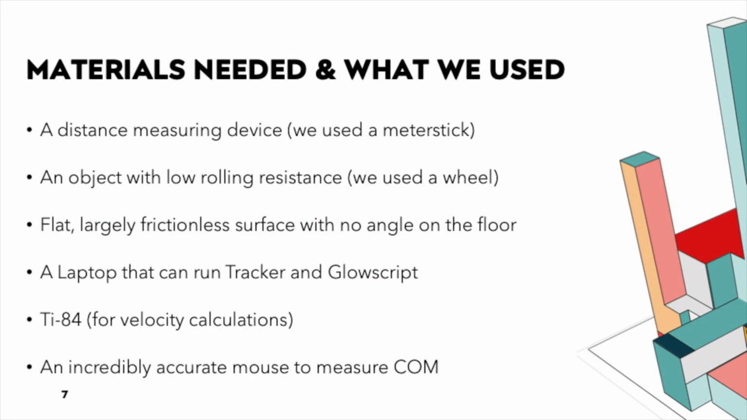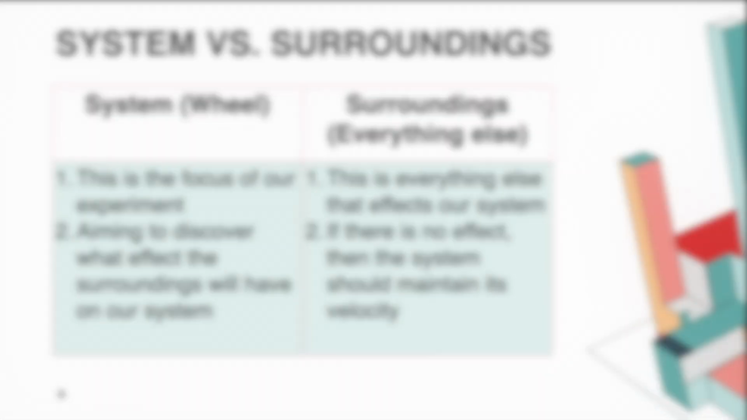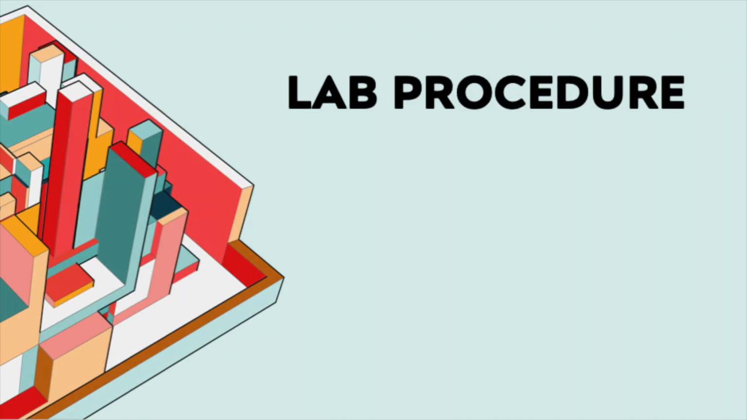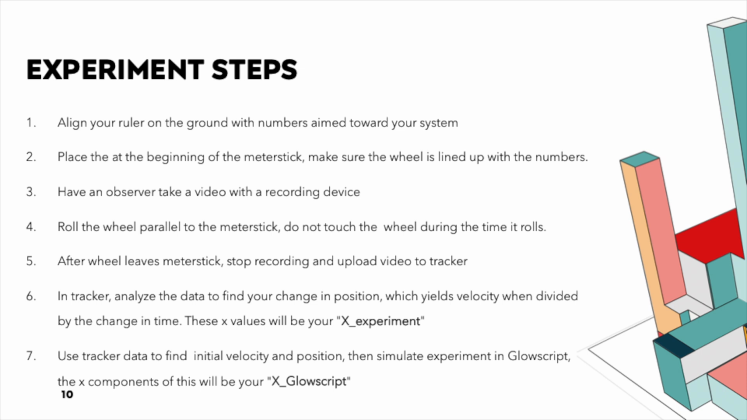Some materials that you will need are a device to measure distance, an object with low rolling resistance, a flat surface, a laptop that can run Tracker and GlowScript, a TI-84, and an incredibly accurate mouse to measure your center of mass. On the left is our system. It is the focus of our experiment and will be subjected to all the forces of our surroundings. The surroundings is everything else and will be exhibiting the forces on our system that we'll be examining in this experiment. Lab procedure. Here are the steps to the experiment that I conducted.